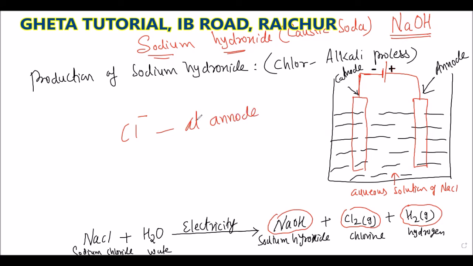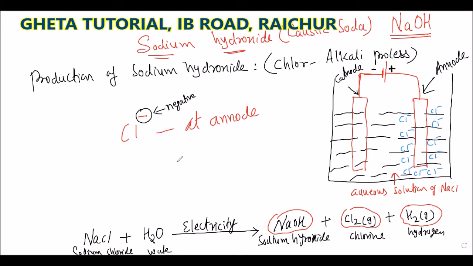Why at anode? Because I just said that chloride ion is a negative ion. So which terminal will attract it? The positive electrode, nothing but the anode, because anode is positive. Chloride is negative, and you know positive and negative attract each other. So here at anode you will get the chloride ion. Please remember that the negative ion will be attracted to the positive electrode, nothing but anode.